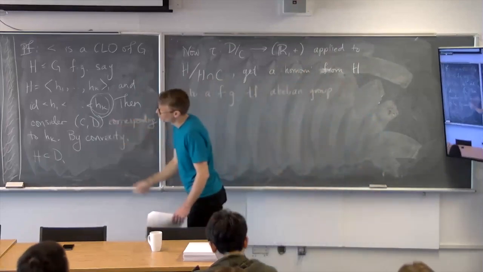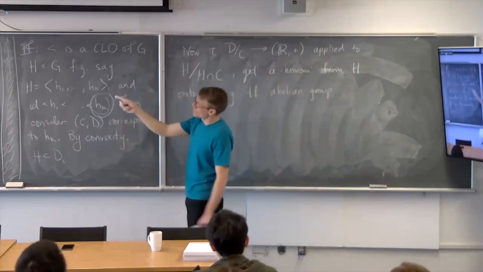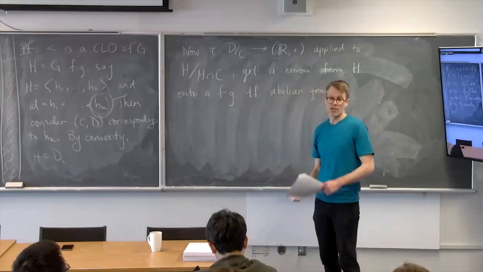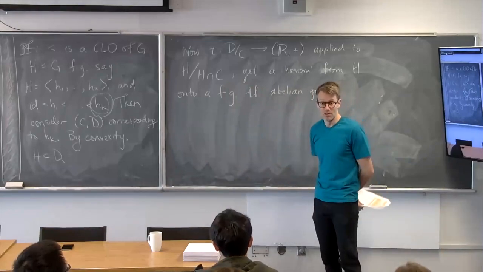Because of this result, if I want to show that the containment of Conradian left ordered groups inside of left ordered groups is proper, I just need to show you that there's a left ordered group that's not locally indicable.